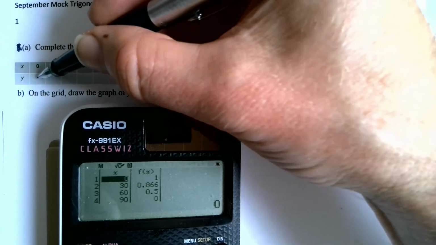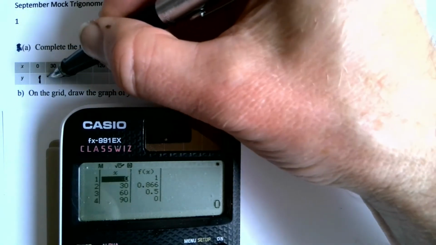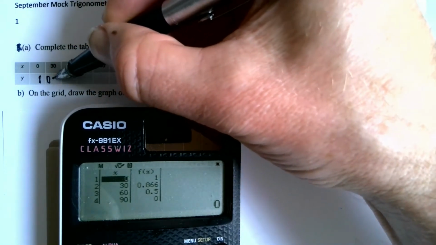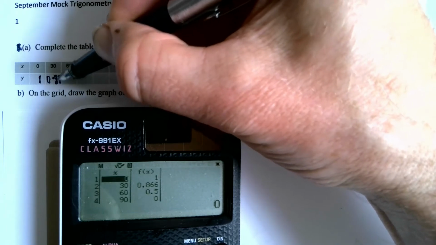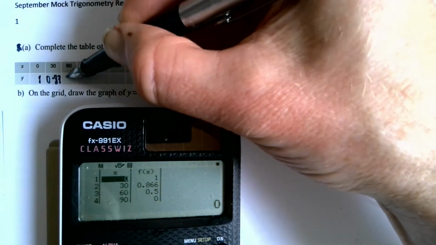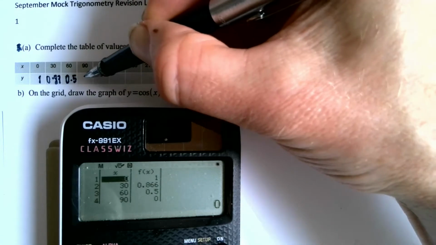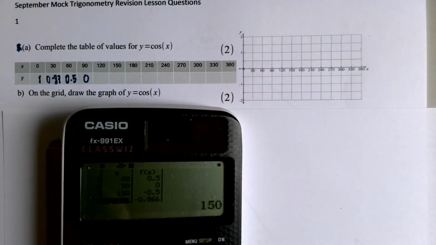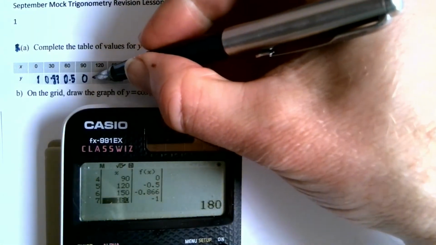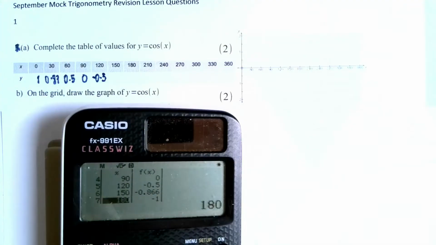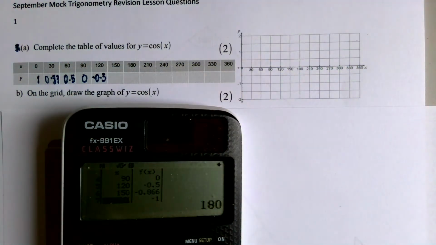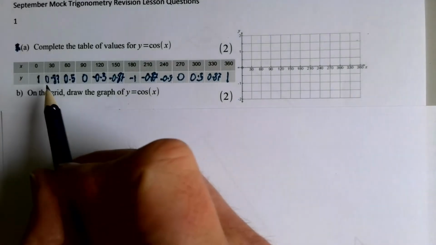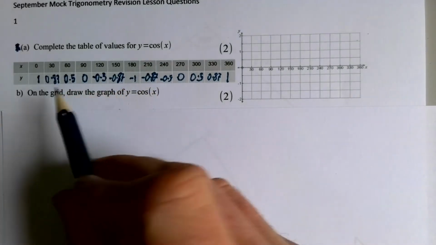So when x is 0, y is 1, then 0.866, or 0.87 to two significant figures, 0.5, 0, and then just scroll down to get the next, negative 0.5, and so on. Fill all of those in. I would have been better off filling that in with a pencil, but never mind.